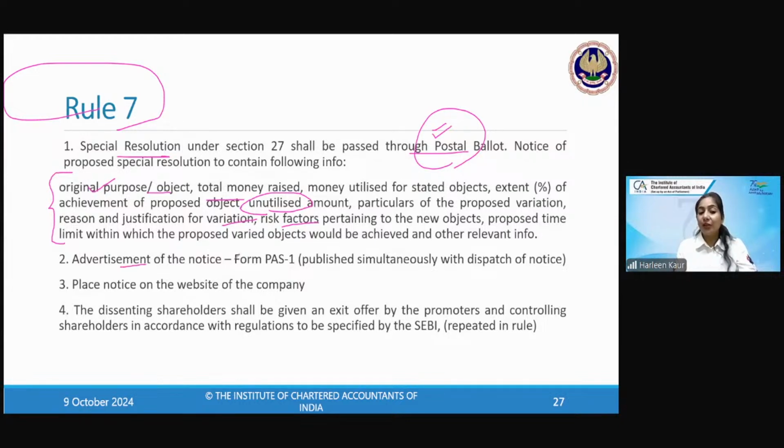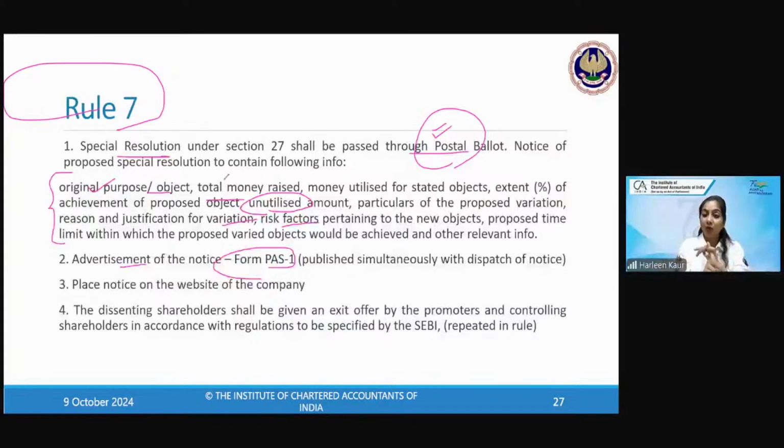The advertisement of the notice that you are sending shall be in PAS1, published simultaneously with the dispatch of the notice. So the advertisement that you give in the newspapers and on the website is in the first form that we are doing in this chapter, that is PAS1. As of now, we have just done one penalty under section 26 and the first form, Form PAS1. How do you remember the names of forms? Chapter's name, abbreviations. PAS means Prospectus and Allotment of Securities.